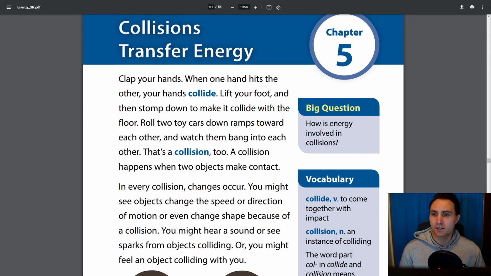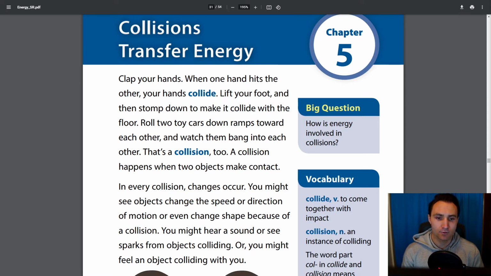All right, so everybody, clap your hands. When one hand hits the other, your hands collide. Colliding, right? Those hands are colliding. So let's pause. That's our first definition. As a reminder, please use the definitions from the book as you fill out your vocabulary assignment. And with the big question, please do not copy and paste an answer anywhere. Please use your own words.